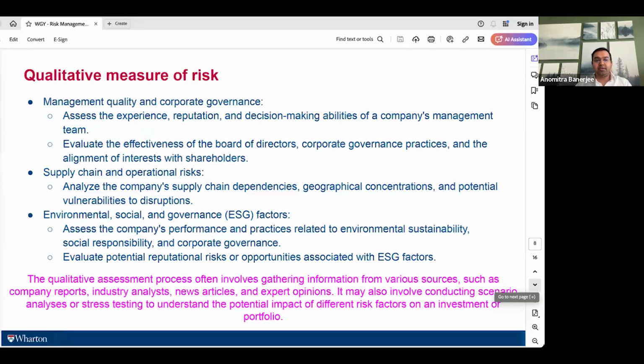And lastly, ESG factors. I think we need to assess the company's performance and practices on environmental sustainability, social responsibility, and corporate governance. I think we have to evaluate potential reputational risks or opportunities with these ESG factors.